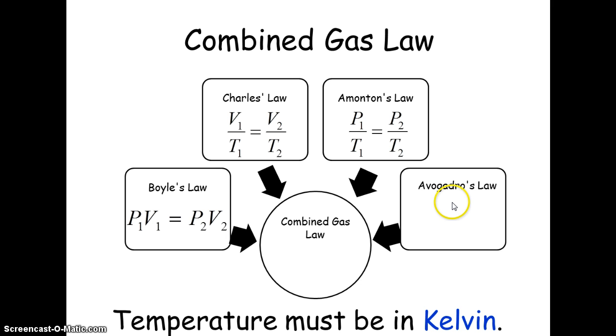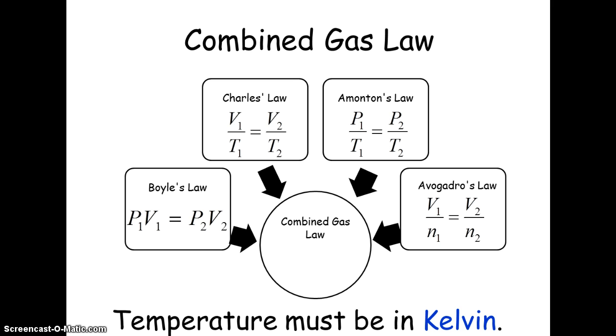And last but not least, we have Avogadro's law, the guy famous for talking about moles. So what Avogadro's law says is that volume 1 divided by n1 is equal to volume 2 divided by n2. Now n, when we have a lowercase n, that means number of moles. So what this says is that as you increase the number of moles, you increase the volume, which makes sense. If you add more gas, it's going to increase the volume of that gas.